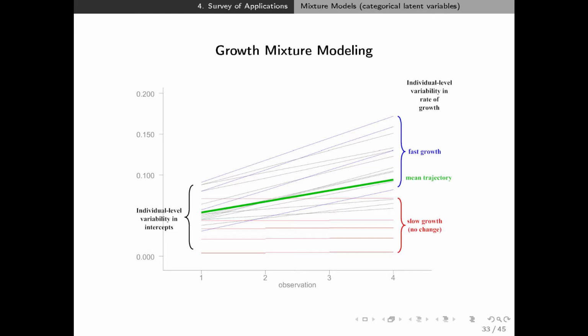So here I'm trying to say we may have a group of people having change over time, and there may be a group of people who are having faster change and another group that's having slower change or maybe no change over time. And maybe we want to try to see who's in which group.